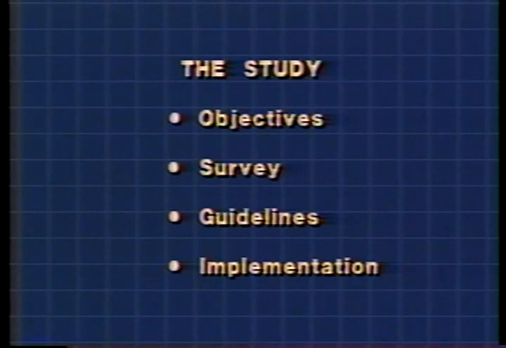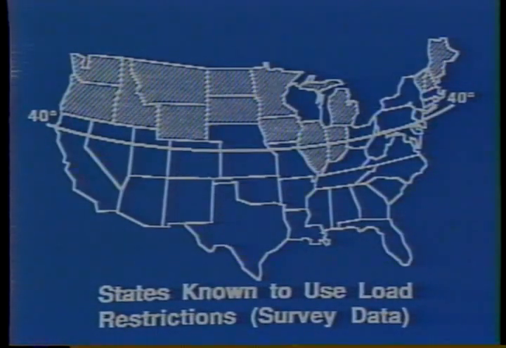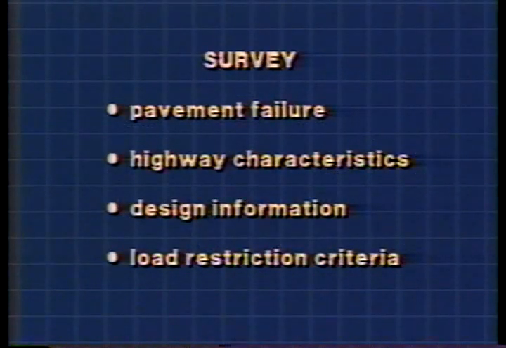The study surveyed other states and local governments to find the most common seasonal load restriction practices. First, where are load restrictions normally used in the United States? A 1985 survey showed that the shaded states use load restrictions. Interestingly, this coincides with the area north of the 40-degree latitude line. The survey asked about the types of pavement failures the states experienced, their highway characteristics, design information, and their load restriction criteria.